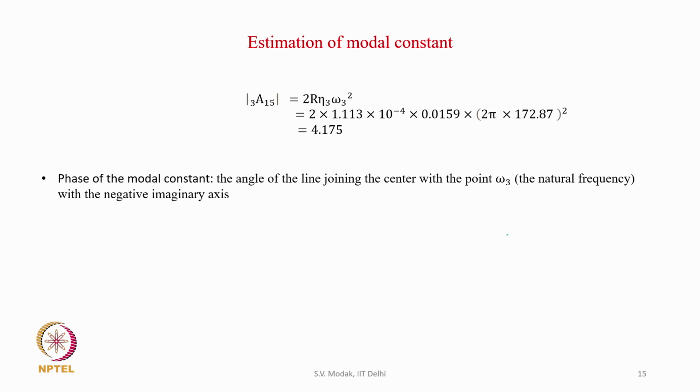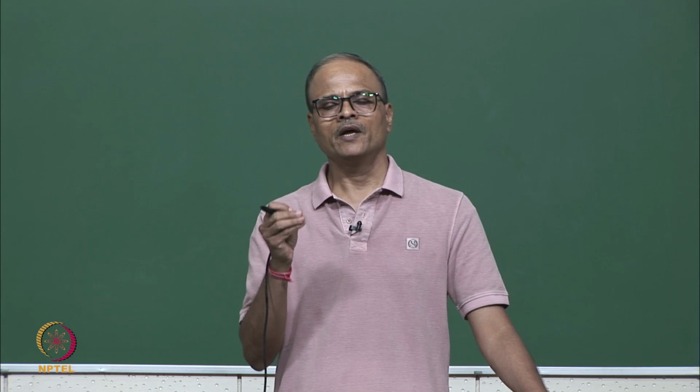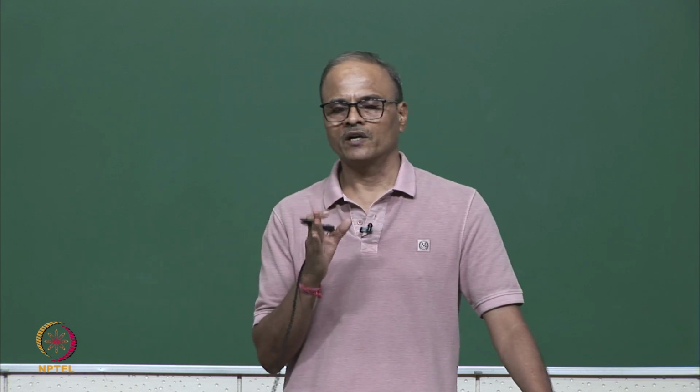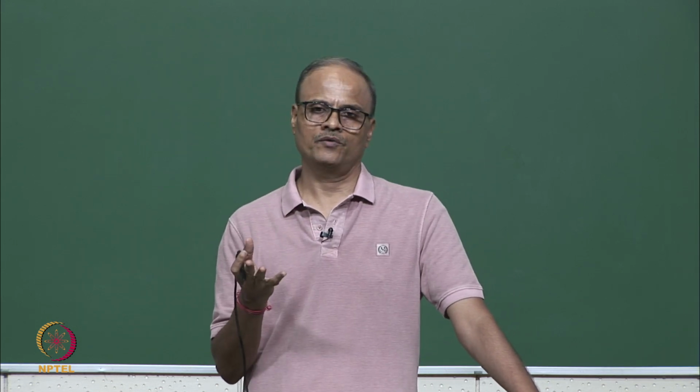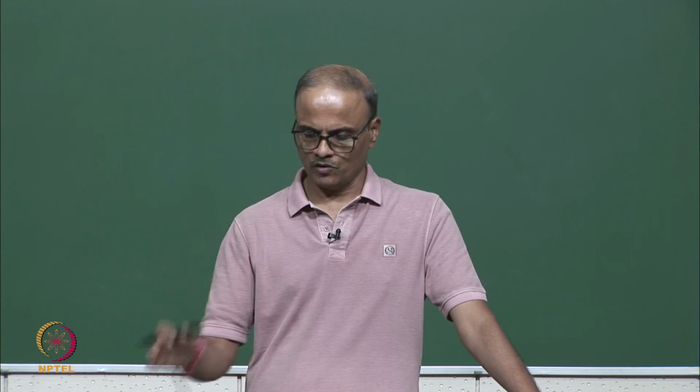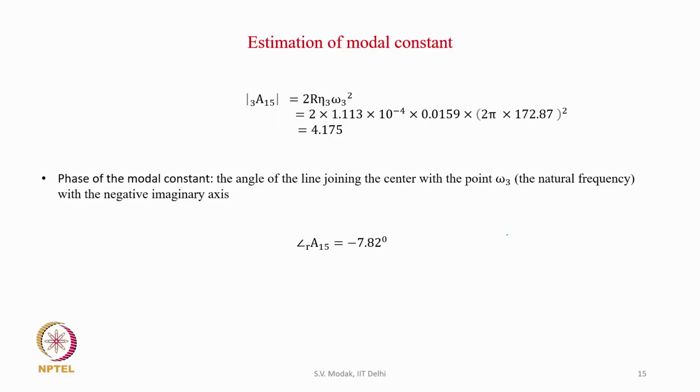We find the phase, the angle of the line joining the center with the point omega 3 with the negative imaginary axis. That radial line, formed by the center of the circle that has been fitted and the frequency point omega 3 on the circumference of the circle, the angle of that line with the negative imaginary axis, we can find out from trigonometry. That angle is nothing but the phase of the modal constant, and that phase turns out to be minus 7.82 degrees. In this way we get the magnitude and the phase of the modal constant, and thus the modal constant becomes known.